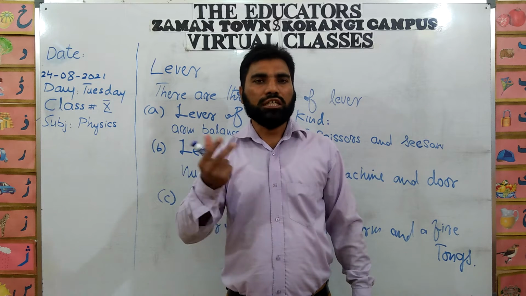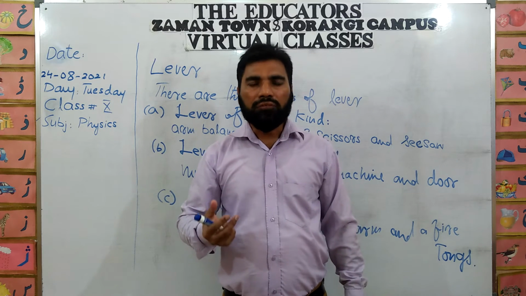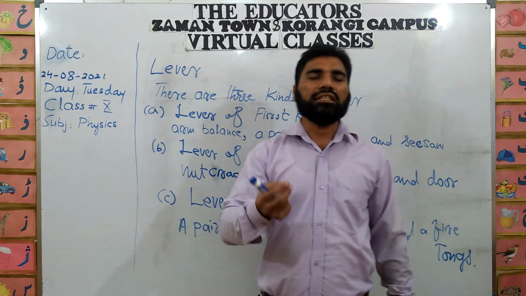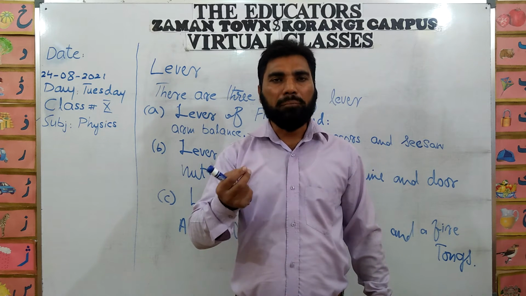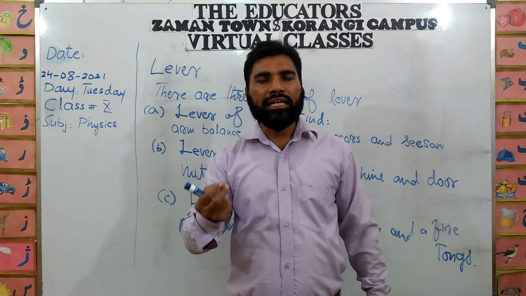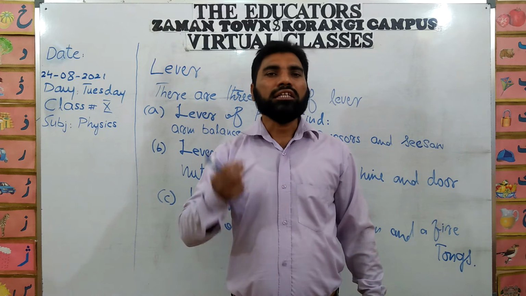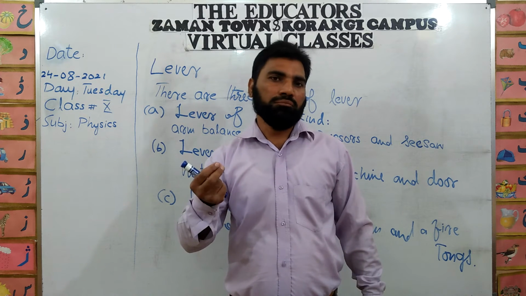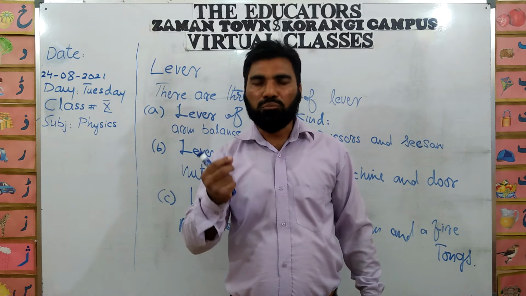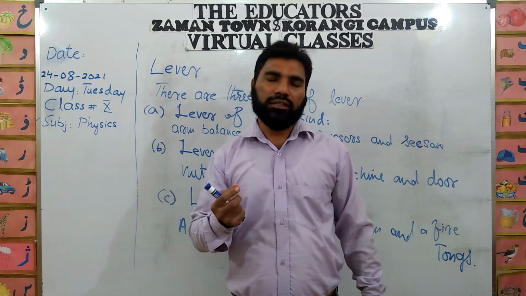So here we are using the lever. According to the definition, a lever is a rigid bar, which may be a wooden or metallic bar, that can rotate about a fixed point. This fixed point is called the fulcrum. It means the lever can rotate about a point, and this point is called the fulcrum.